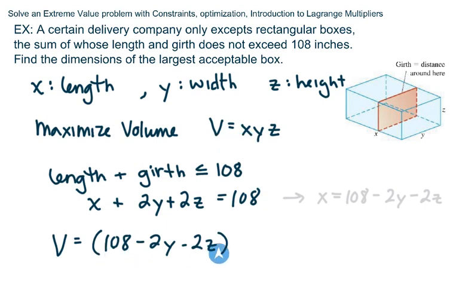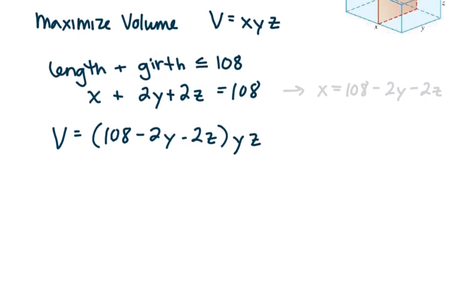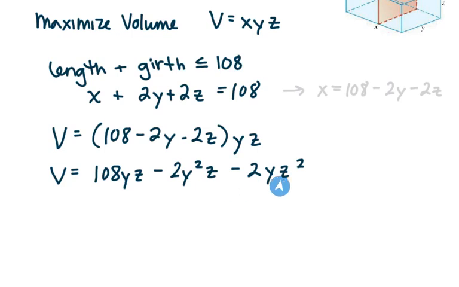So I've got this x times y times z. And so now I can say that V equals 108yz minus 2y squared z minus 2yz squared. So now I've created a function of two variables. In order to maximize this, we're going to take our partials. My first step was developing that equation. The second step is taking my partials.